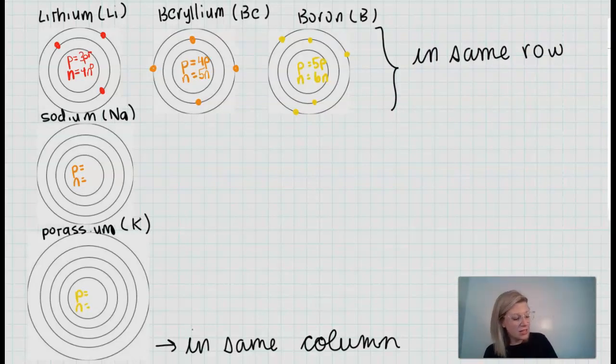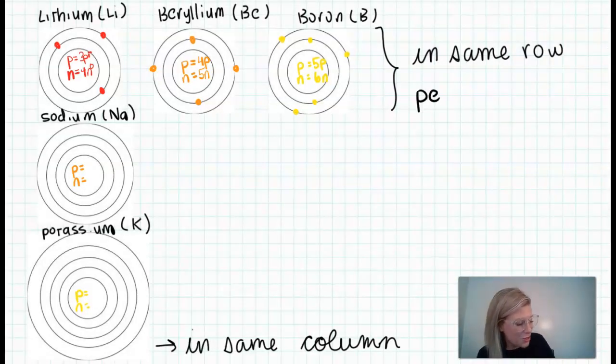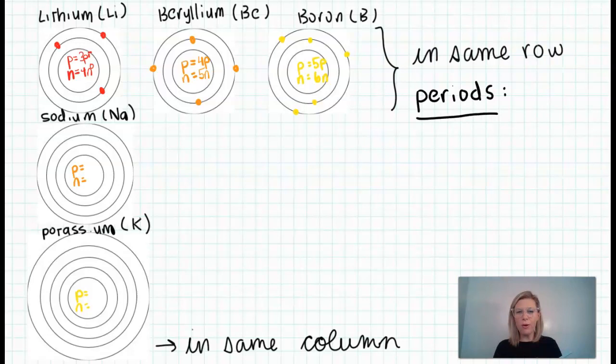So these things in the same row are in what we call periods, okay? That's what we call the rows of the periodic table. Now, how do I like to remember that the rows, left to right, are called periods? If you think about writing out a sentence, it ends in a period. You write your sentences from left to right, okay?